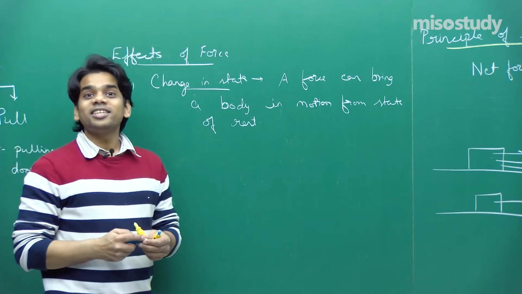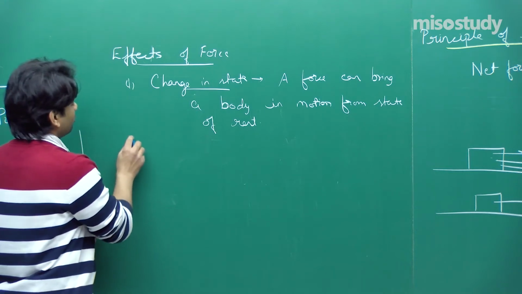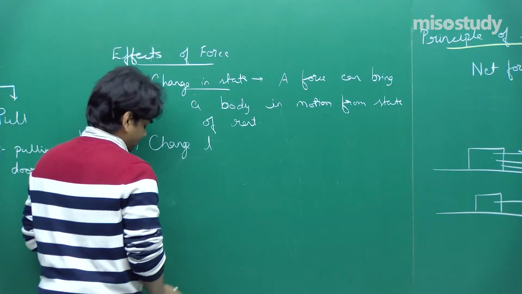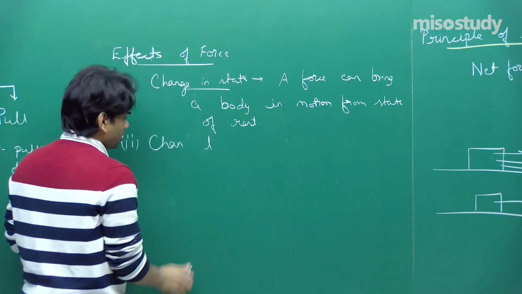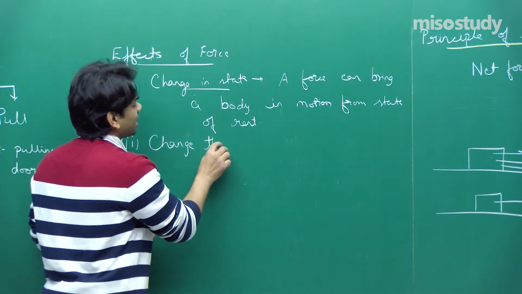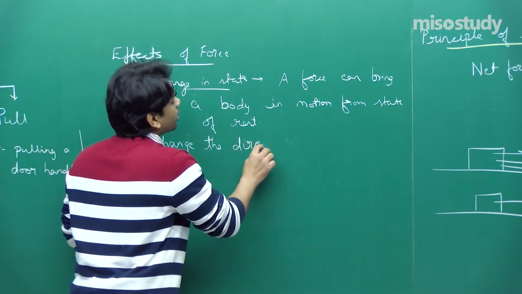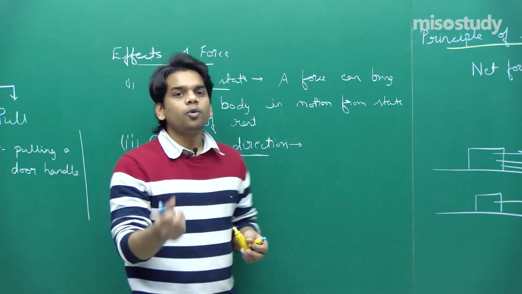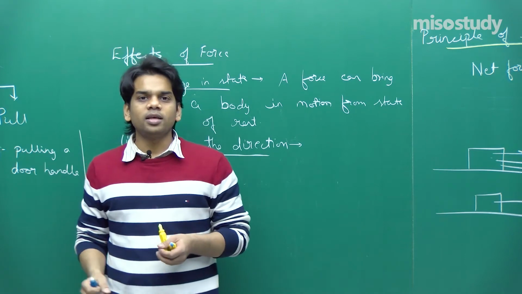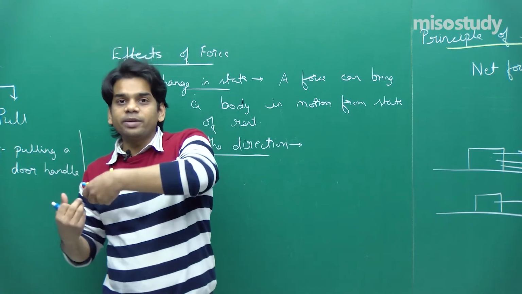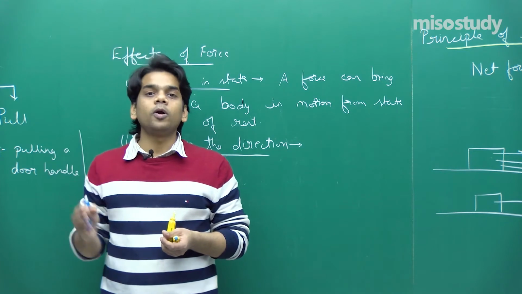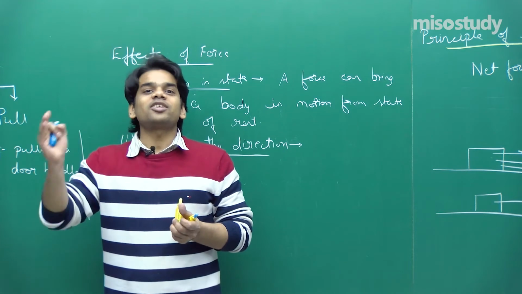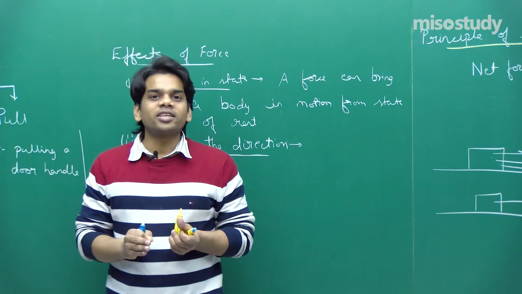It can change the direction of motion. Now if I am writing change the direction, what do I mean here? Suppose a bowler is bowling and the cricket ball reaches the batsman, covering a parabolic path. Now if the batsman hits the ball, he can direct the ball to any other direction. That is, he is applying a force. That force is actually changing the direction of the ball. So it can change the direction of an object.